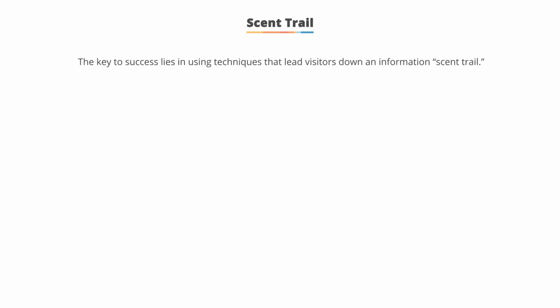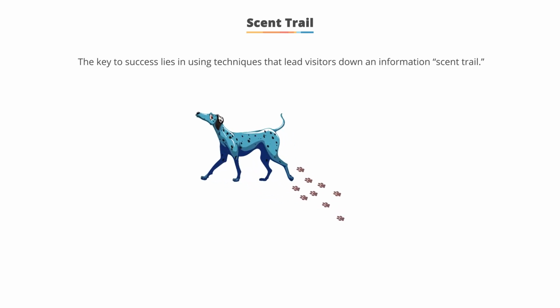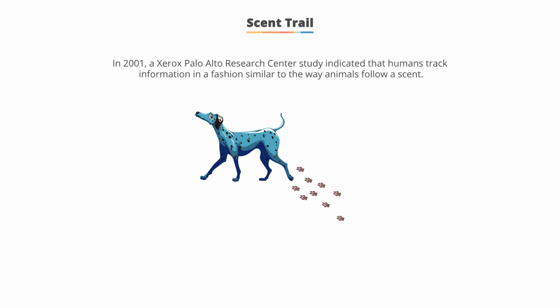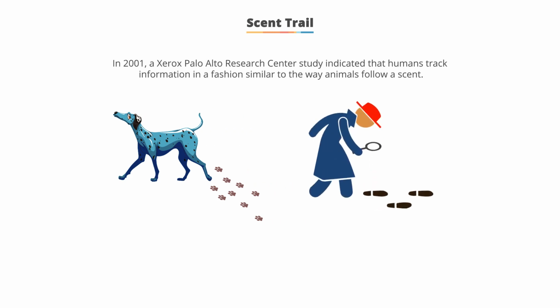The key to success comes in using techniques that lead visitors down an information scent trail, not unlike that of a hunting dog following the scent of its prey. Research on this topic started as early as 2001 at the Xerox Palo Alto Research Center. The study indicated that humans track information in a similar fashion to the way animals follow a scent. They begin at the center and they follow a trail based on its information scent.